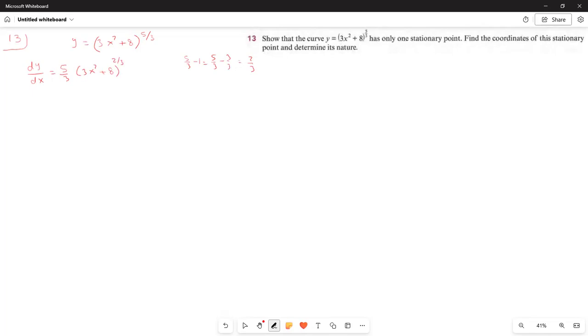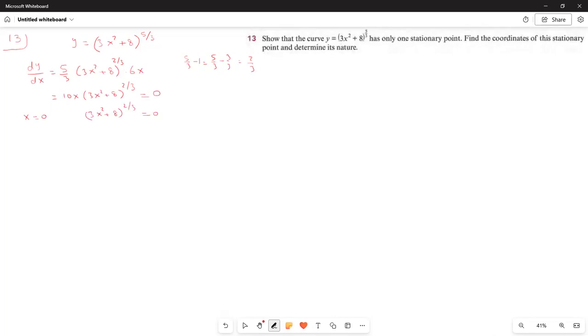Into the derivative of this term, which is 6x. Okay, I hope everybody is okay with this derivation. 3 times 2 is 6, 2 times 5 is 10. So this is 10x times (3x squared plus 8) to the power 2 by 3. So when we equate it to 0 in order to find the stationary point, we have two solutions: either x is 0 or (3x squared plus 8) to the power 2 by 3 is 0.